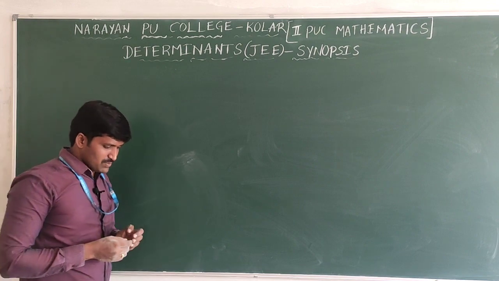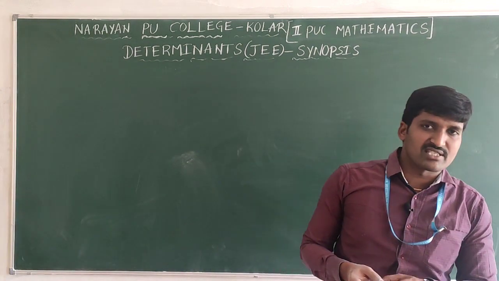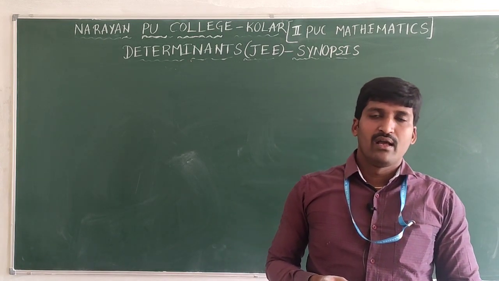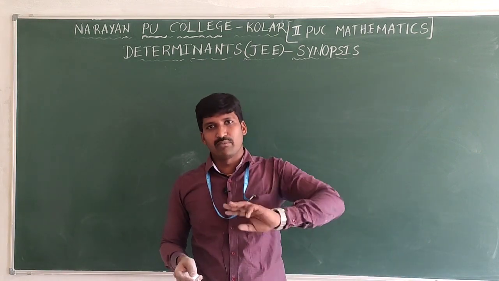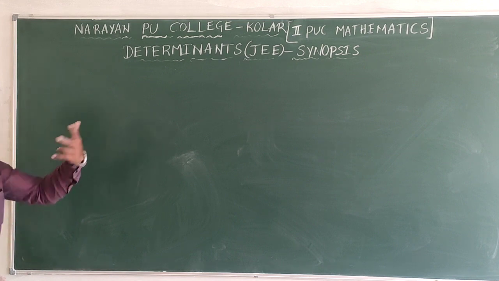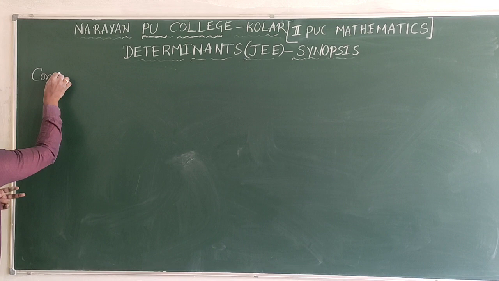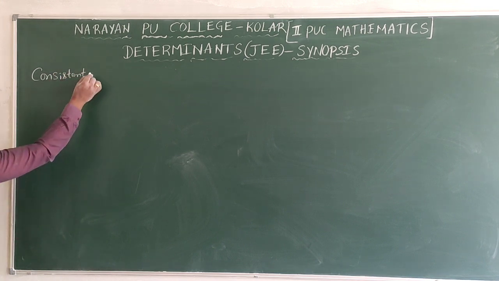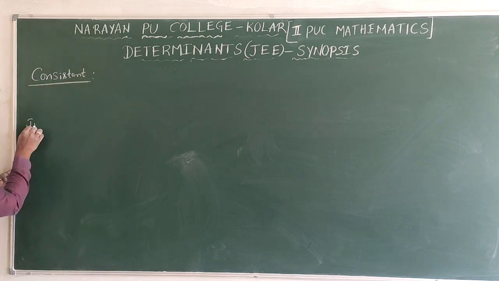Now the next concept, solving linear equations. Linear equations means the degree of the equations is 1. In this there are two-variable equations or three-variable equations. This type of equations has two kinds of solutions. One is consistent and another one is inconsistent.